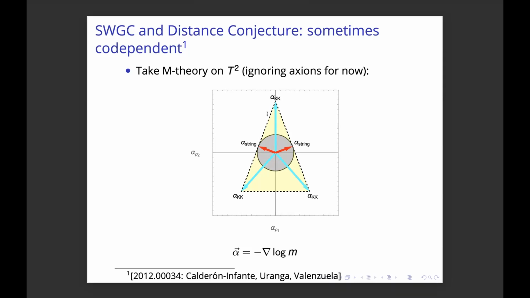Also, conversely, if we assume that this figure doesn't change shape and doesn't deform as we move around moduli space, and we assume the Sharpened distance conjecture, then we get back the scalar weak gravity conjecture. So in this case, the scalar weak gravity conjecture and distance conjecture are codependent.